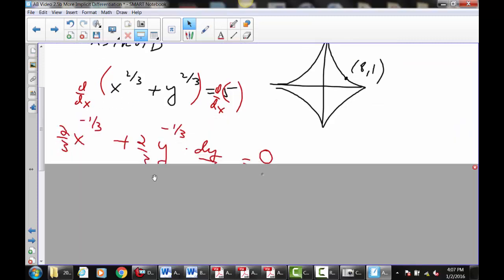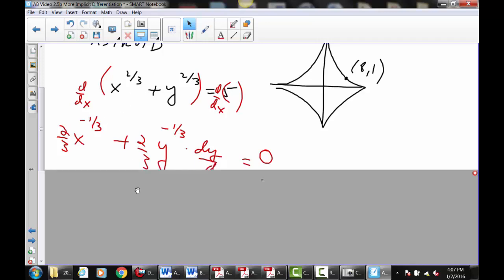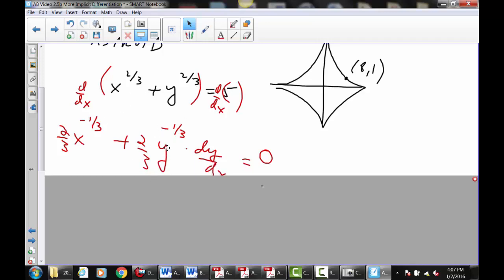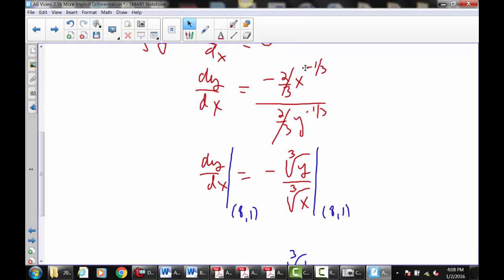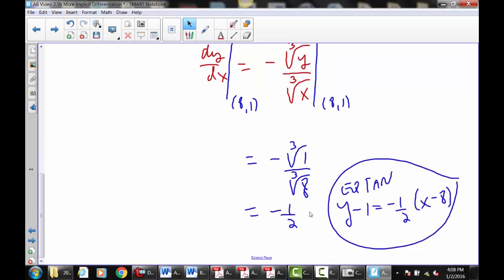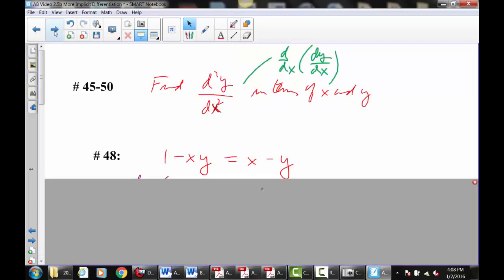We will have 2/3 x to the negative 1/3 plus 2/3 y to the negative 1/3 times dy dx because y is ugly in x land. And don't forget the derivative of 5 is 0, not 5. And then I'll send this to the other side and then divide through by 2/3 y to the negative 1/3. And then pretty that up a little bit, plug in x equals 8, y equals 1. And I get a slope of negative 1/2. And remember, it was the point (8, 1). So there's the equation of your tangent line.